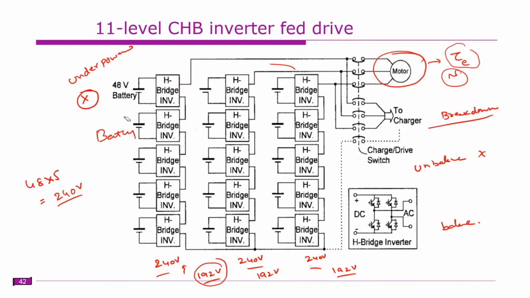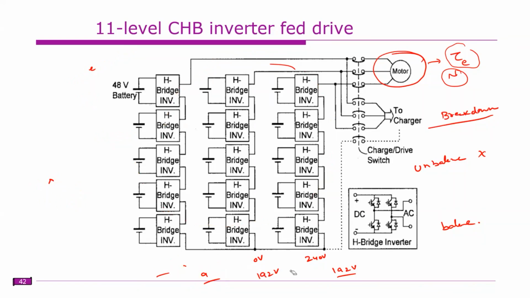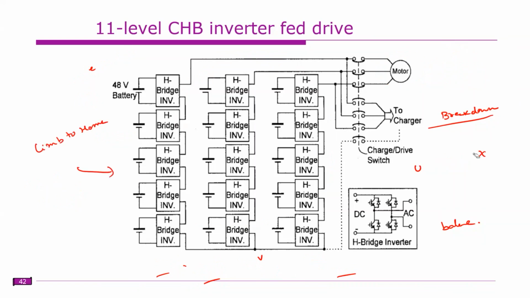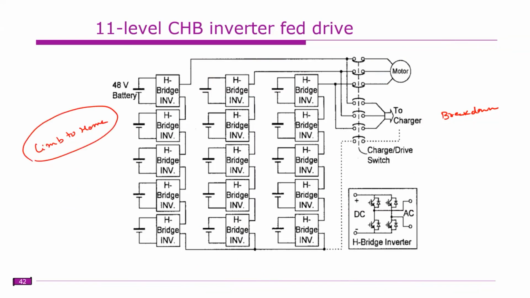There is a technical word for this particular feature. It is known as limp-home. If there is a fault in the inverter, instead of going for a breakdown, we can reconfigure the inverter such that it can operate at either its full capacity or at reduced capacity. That is known as limp-home. This is particularly required when you are designing an electric vehicle.